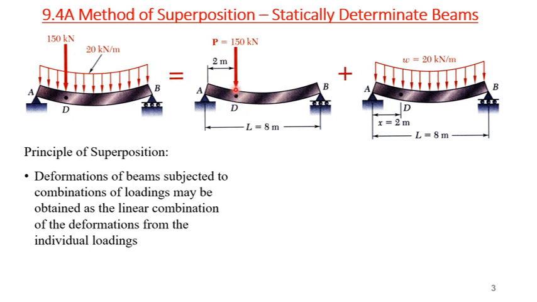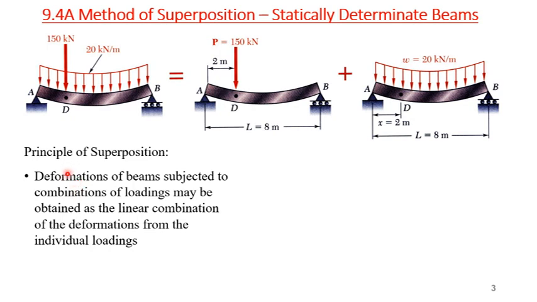First, I will remove the distributed load of 20 kilonewton per meter, and I will only consider the point load. So what will be the deflection at D? If I'm interested in the deflection at D, then in the second part I will find the deflection at D considering only the distributed load, not the point load. By adding those, I can find the deflection at D, and also the maximum deflection and slope at different locations.